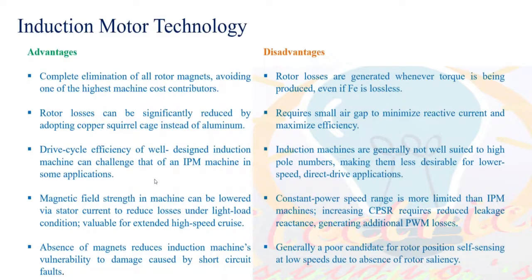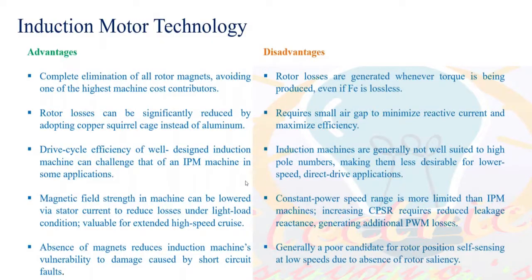The magnetic field strength in the machine can be lowered via the stator current to reduce the losses under light load. So basically, induction motors are very good at part load efficiency. Whenever you talk about a powertrain system, we talk about low load, part load, and full load. Three conditions are there: low power, the initial condition, called the low load condition, then the part load condition, and then the peak power condition, right? In induction motors, they are very good at the part load condition. The part load efficiency is actually better than PMSM.